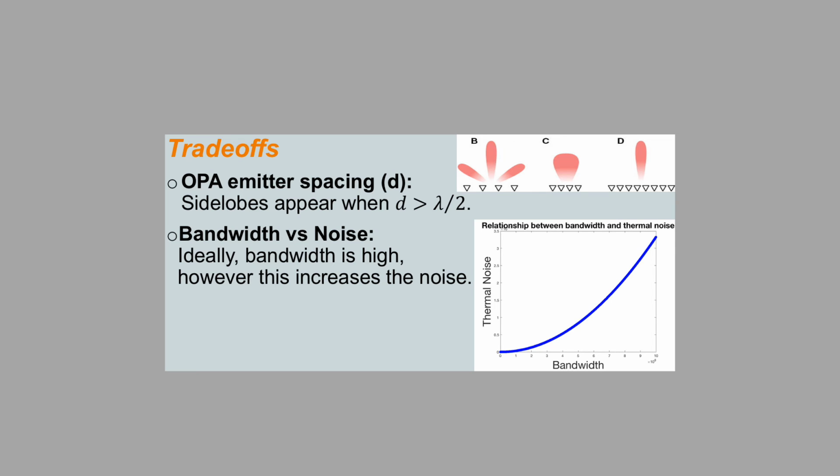The next trade-off I want to talk about is the bandwidth with the thermal noise. Obviously, in any system, we want the bandwidth to be high. However, as you can see in the figure, there's an exponential relationship between these two parameters. So we again have to make a trade-off between these two parameters.